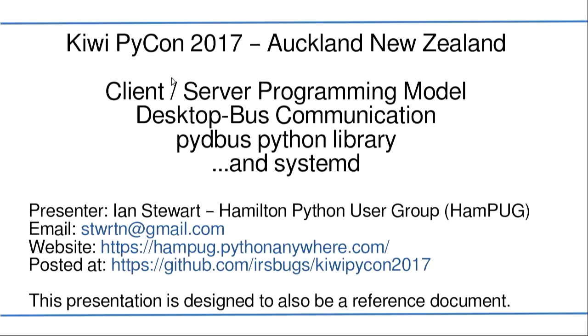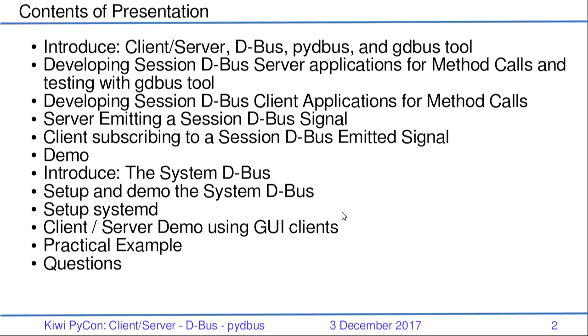Well, the first thing is the client-server programming model. The second is that you'll be using the desktop bus for the communication, and you'll be using the pydbus Python library. And if you want to, you can chuck in a bit of systemd. So we've got to cover these things today in 30 minutes, so I'll do my best. I won't go through all the parts of the presentation. I'll just get on with it, and we'll look at the four components that we're looking at.